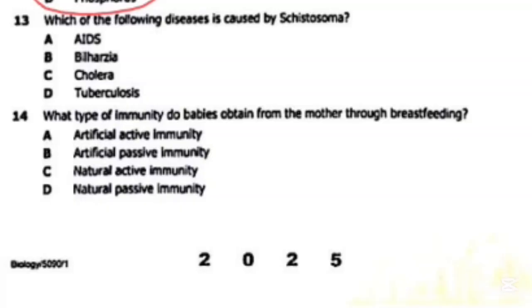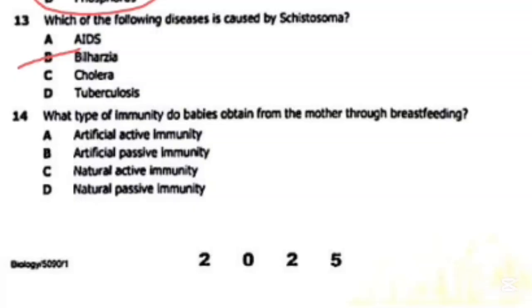Then when we talk about cholera, it is caused by Vibrio cholerae. Then AIDS, we know it is caused by the human immunodeficiency virus. So here, the answer is B, bilharzia. Then tuberculosis is caused by Mycobacterium. So you have to study the topic health and diseases. It comes just like you have seen here.